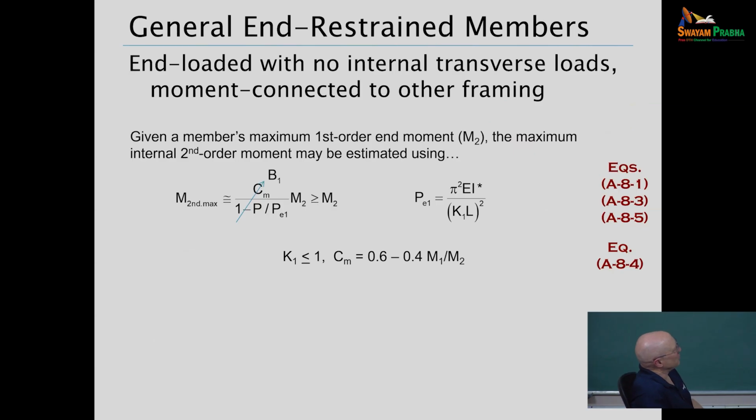And then general unrestrained members, subjected to end moments, but we don't have any transverse loads between the ends of the member. We're moment connected to other framing. What do we do? Well, the generalization is similar to what I showed you earlier. Same form for the B1, same C sub m equation for this case, for just a first-order moment diagram. It's a linear variation in the moments along the length.